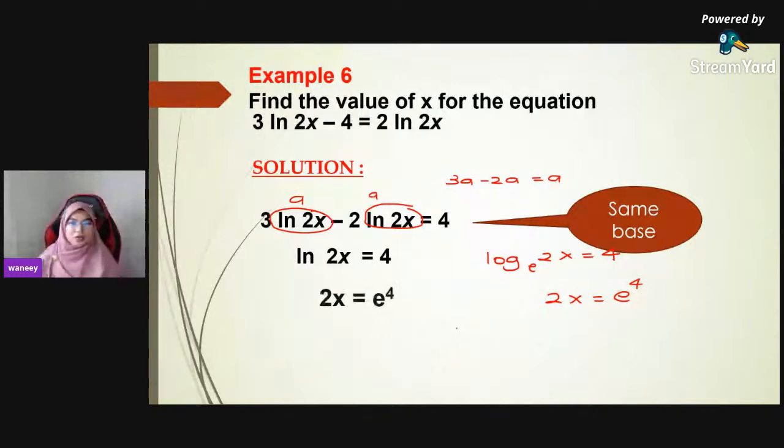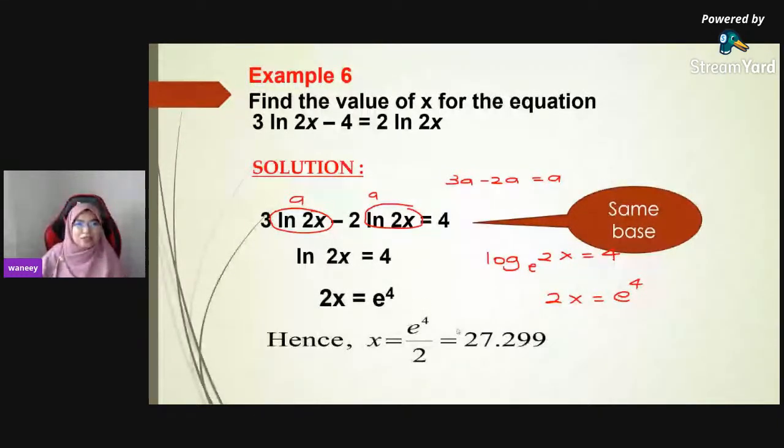Okay, so now you simply have your x as the subject. So we have x is equal to e to the power of 4 over 2, or this is actually 27.299. So if you want to use your calculator, you can actually use the alpha with ln, or you can use shift with ln. But if you use shift with ln, you simply need to write down the power. So it will become E4. So that one will be 54.598. And then you divide them by 2.